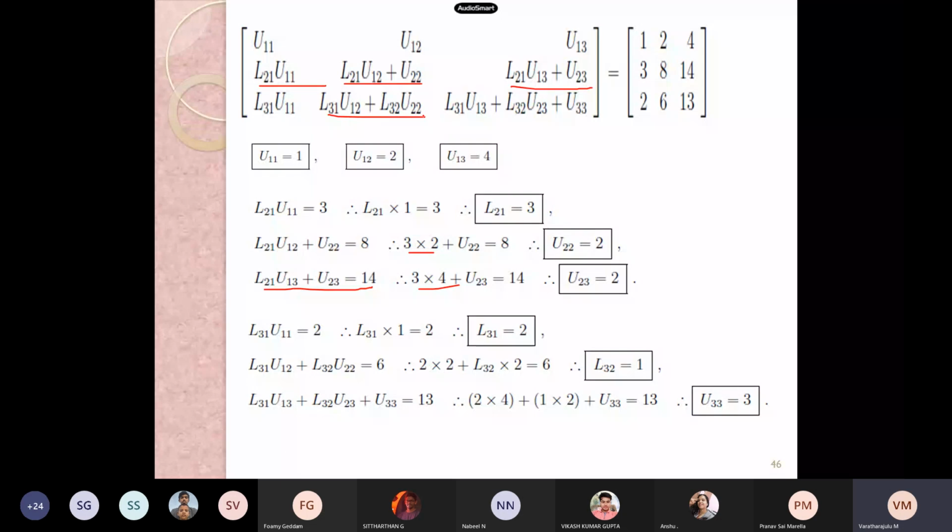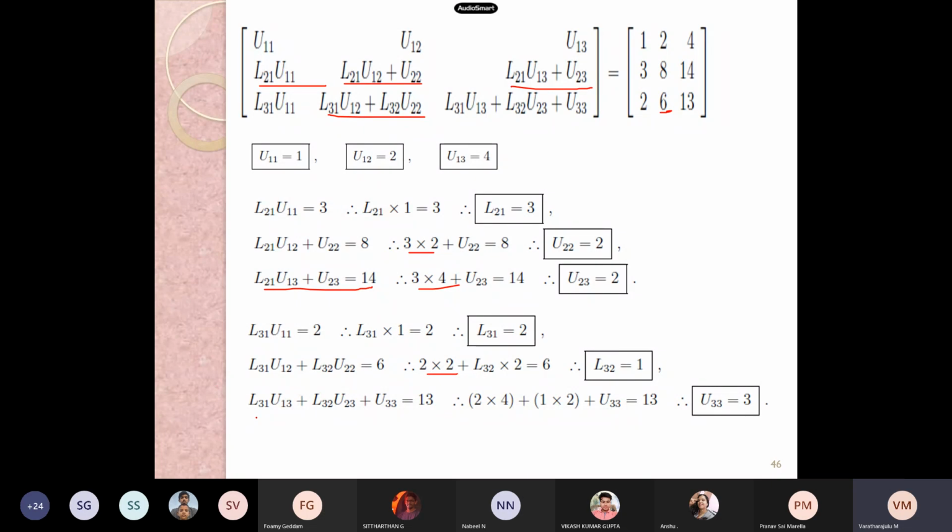And now the second term is L31 U12 plus L32 U22 is equal to 6. So I am applying the value of L31, that is 2. U12, that is also 2. Here U22, we got the values of U in the second row terms, so that U22 is equal to 2. Here 4, and 6 minus 4 becomes 2. By dividing by 2, we will get L32 is equal to 1.